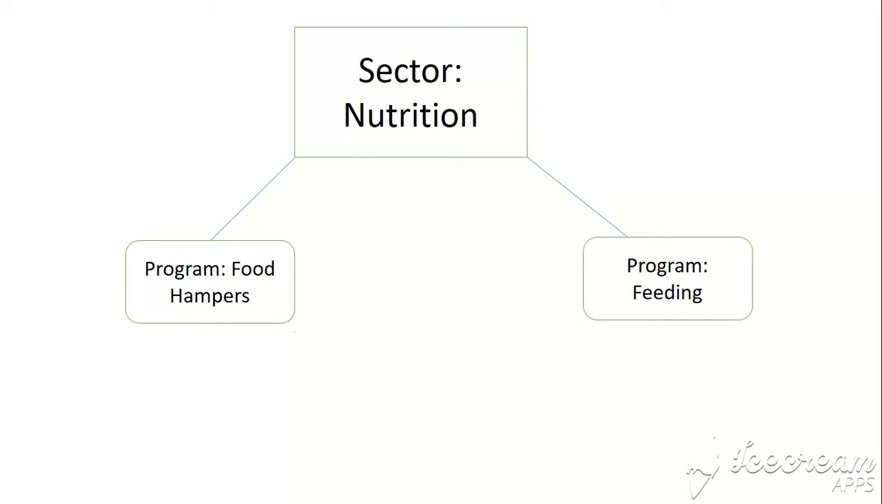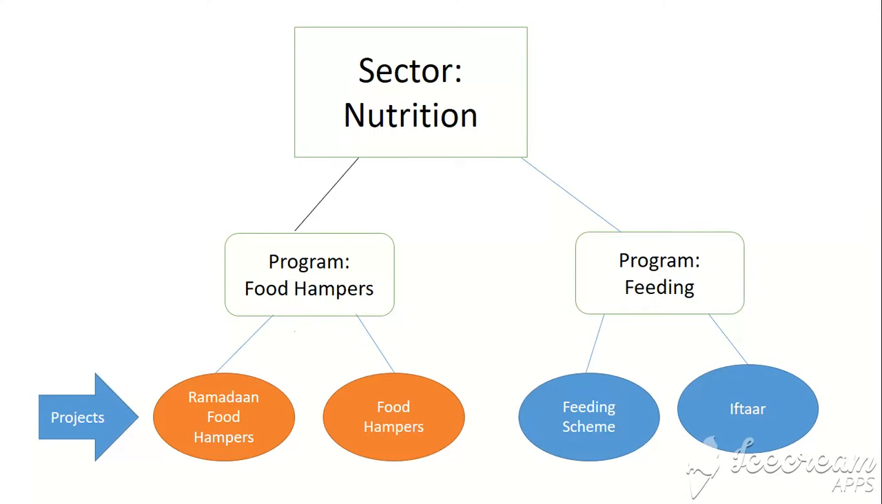And what we did then is we said, okay, we have 2 programs, food hampers and feeding. But we could have even a third one called goodies, and we could have many other programs that we could create over a period of time. But for now, we are using these as an example. Food hampers, a program, and feeding scheme.